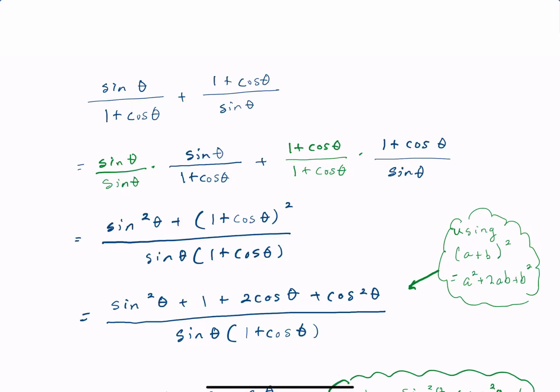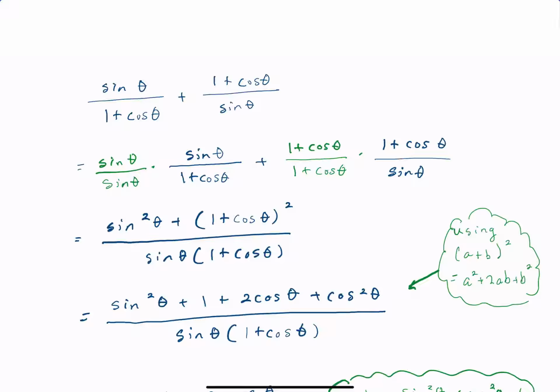Be careful that you don't try to cancel now. That's a common mistake, but we're not allowed to cancel because of this plus sign in there. What I need to do is square out that 1 plus cosine of theta, simplify, and factor, and then maybe I'll be able to cancel. I don't know. We'll see. Let's square out the 1 plus cosine of theta.